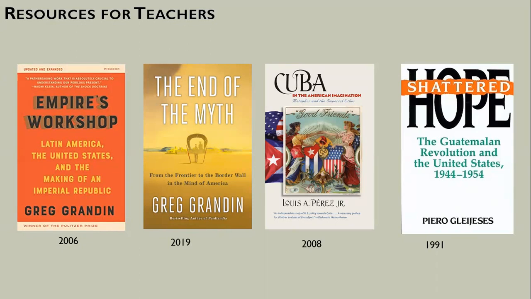And most recently, in 2019, The End of the Myth was released, also by Greg Grandin. This, I think, pairs very well with Empire's Workshop, as well as with this presentation, because Grandin tackles the myth of American exceptionalism in this book. What he really wants to get at is the idea that the United States has never had Latin America's best interests at heart. It's had its own interests at heart.